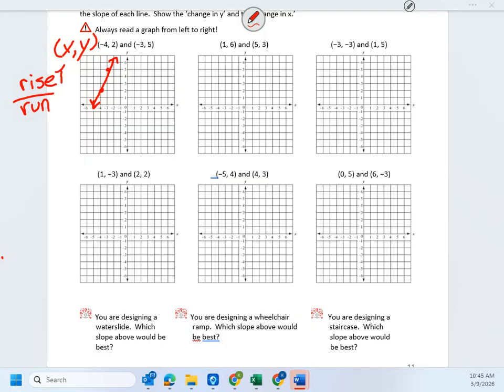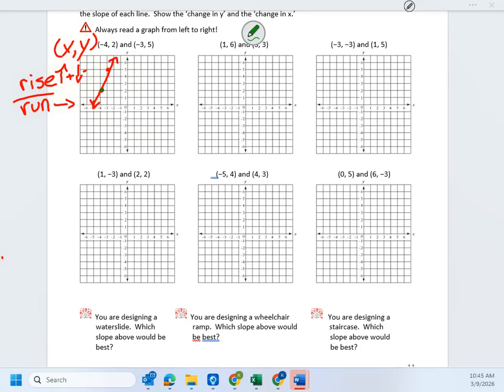Now, we need to use that rise over run. We know that if our rise goes up, it's positive. If it goes down, it's negative. And our run, we go from the left to the right. So when we're given those two points on the graph, we can count out that rise over the run. We start with our point farthest to the left.